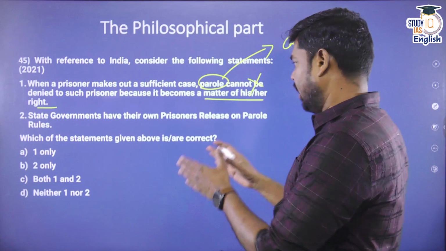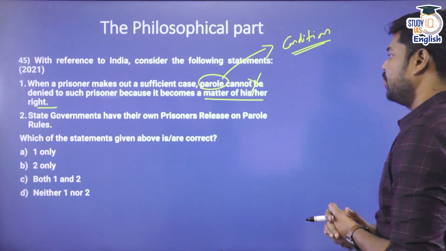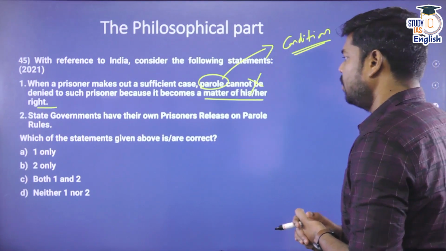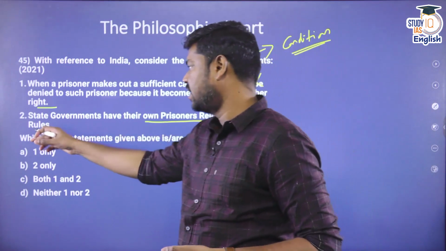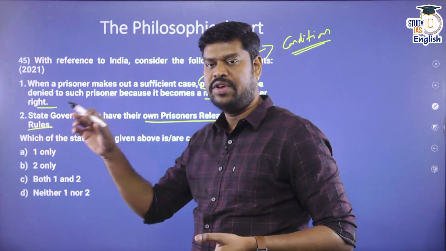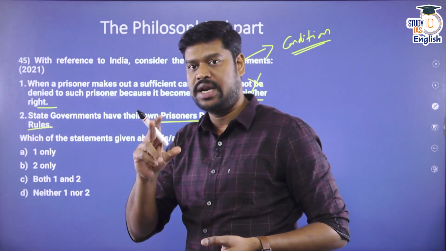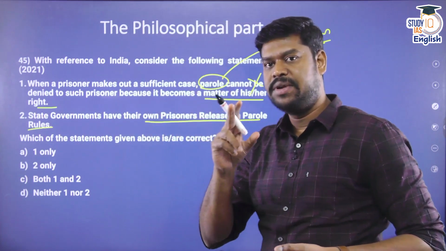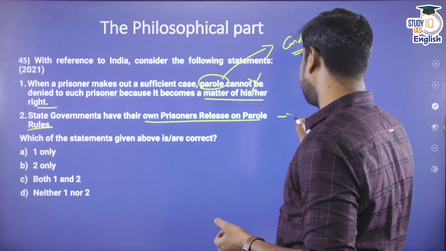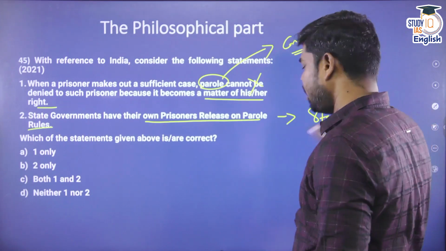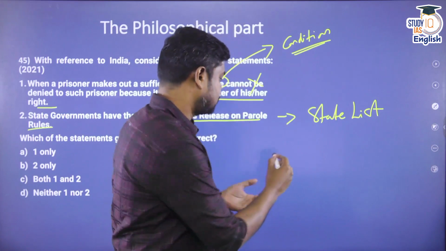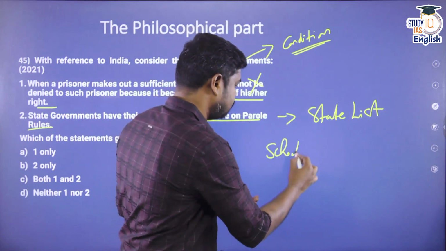Statement 2. The state governments have their own prison release on parole rules. Do the state governments have their own rules, or do they have centralized rules for all these things? That should be a very clear question and clear understanding in your mind. Now, please understand, prisons are an item in the state list, under Schedule 7 of the Constitution.